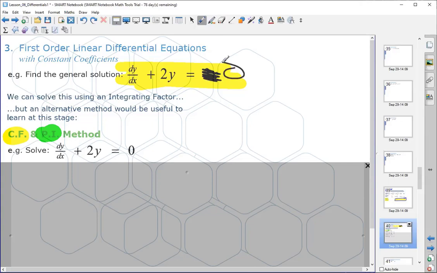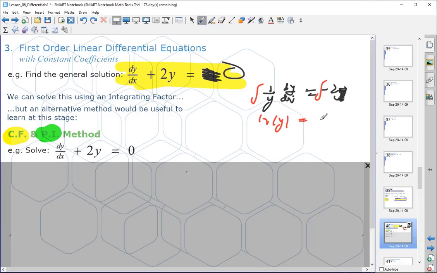I've made it disappear. I've just put a 0 on the other side. And by putting the 0 on the other side, this becomes really easy to solve. You don't even need to use the integrating factor. You just do dy by dx equals minus 2y. Then you divide both sides by y: 1 over y dy by dx equals minus 2. Then you put an integral in front of both sides, and that gives you ln y. I'm not going to bother with my constant.